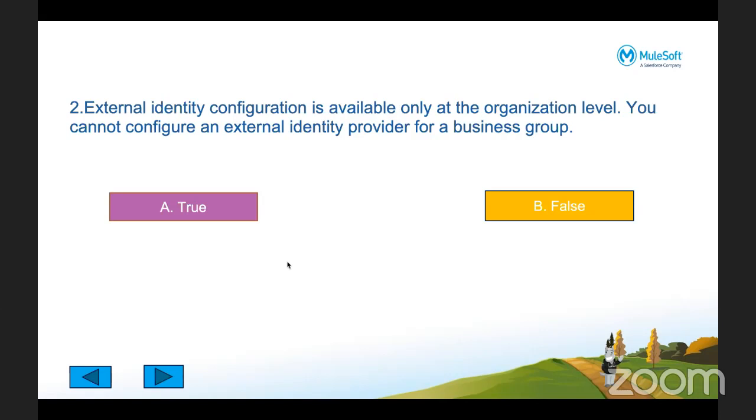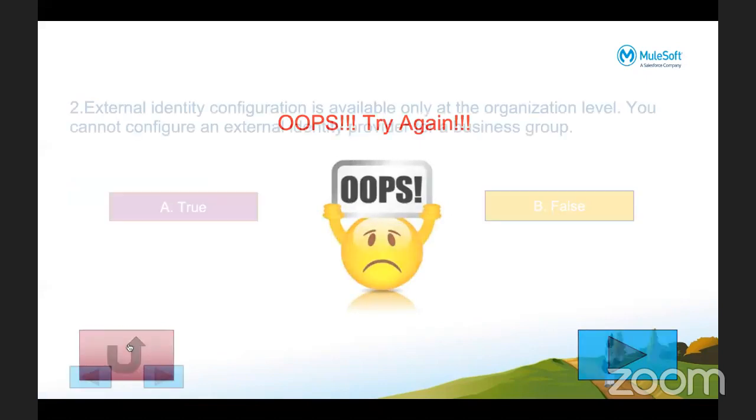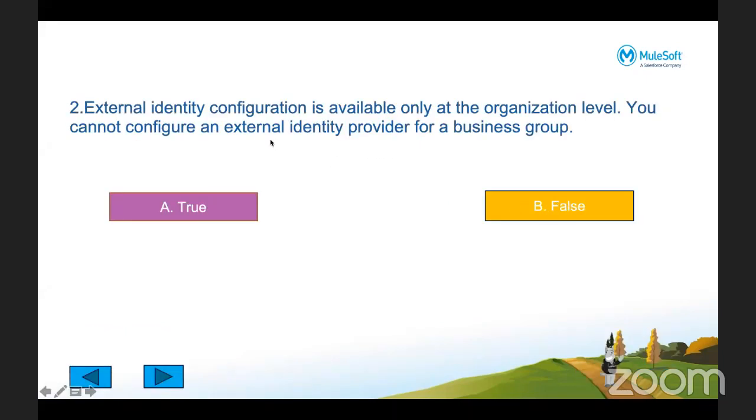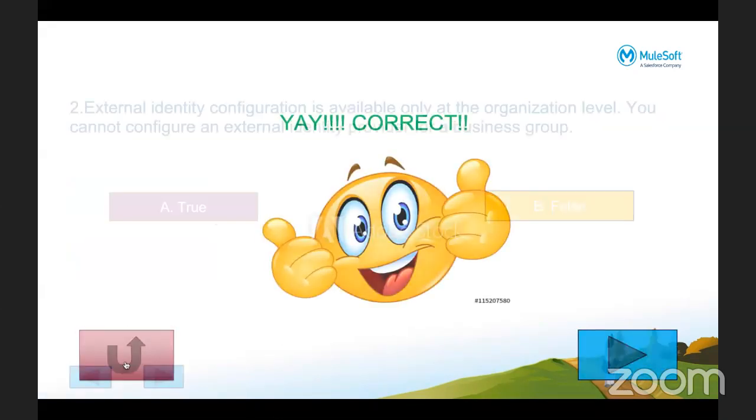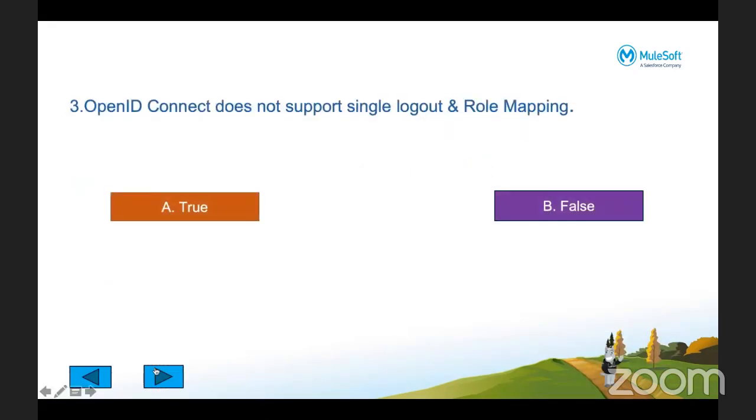Okay. So I heard that people have sent the answer as B. So you can only configure one external identity provider, at the master level. You cannot define or configure an external identity provider at business group level. So the answer is true. Okay. So the next question is, OpenID Connect does not support single logout and role mapping.